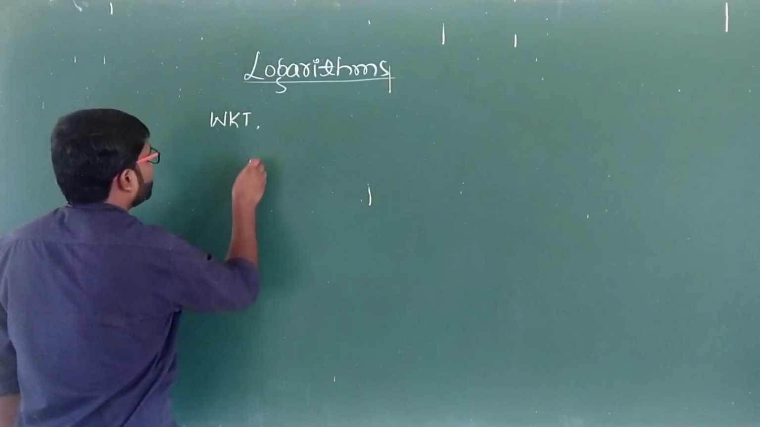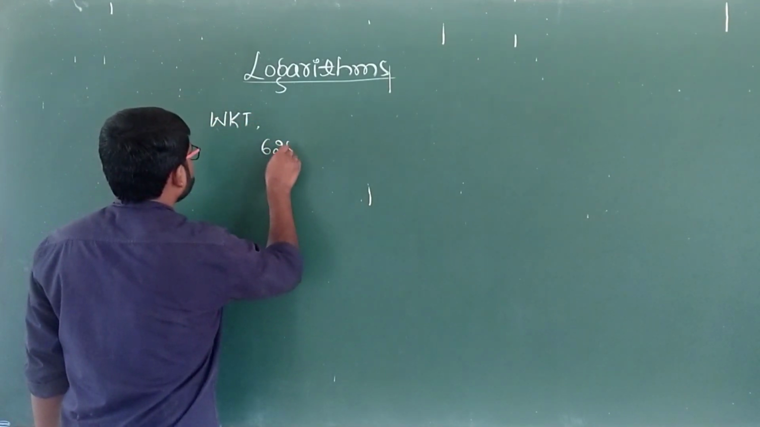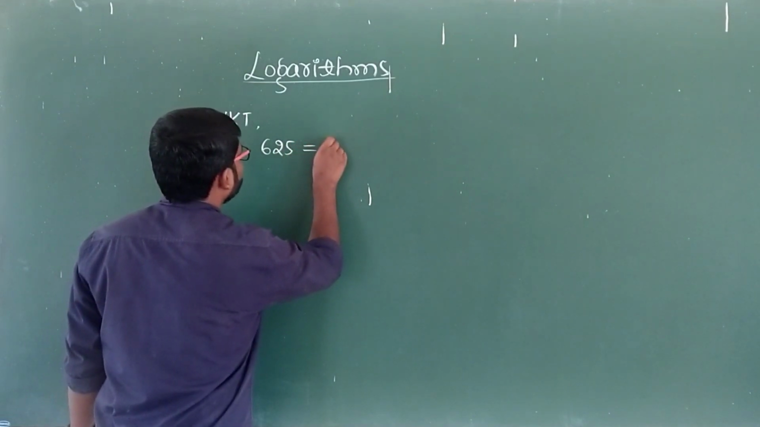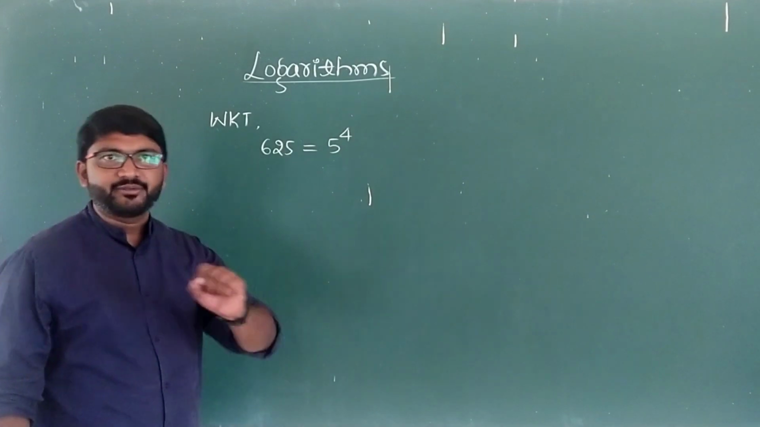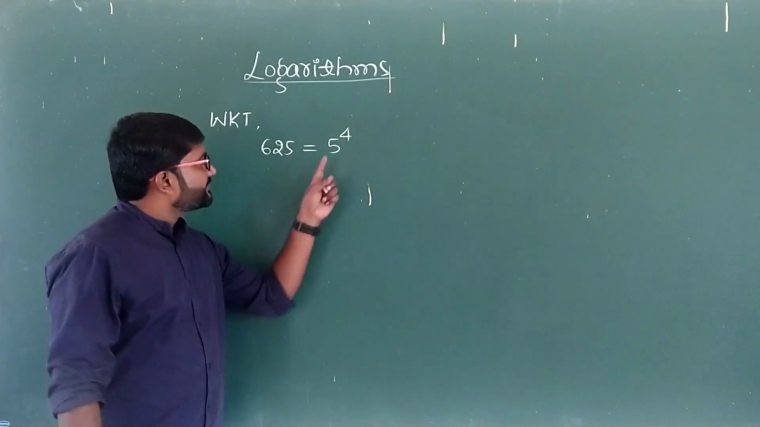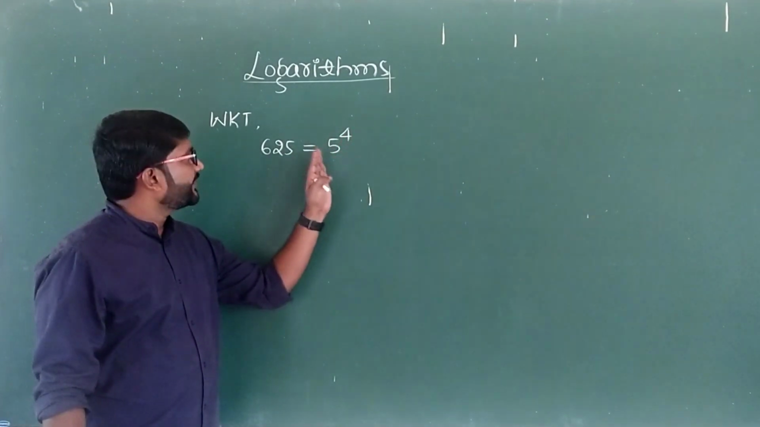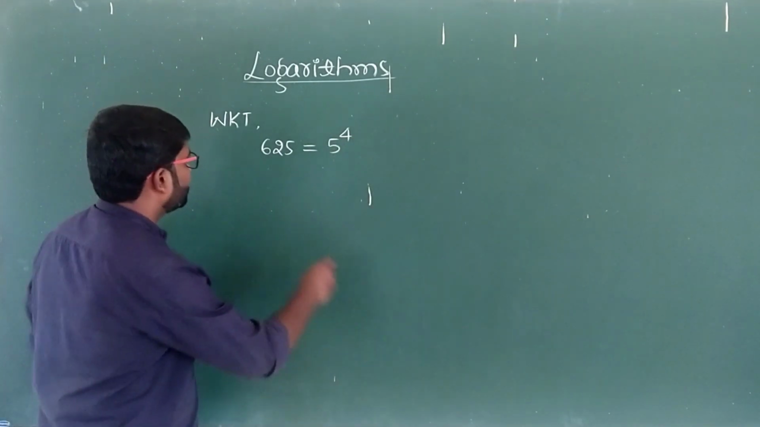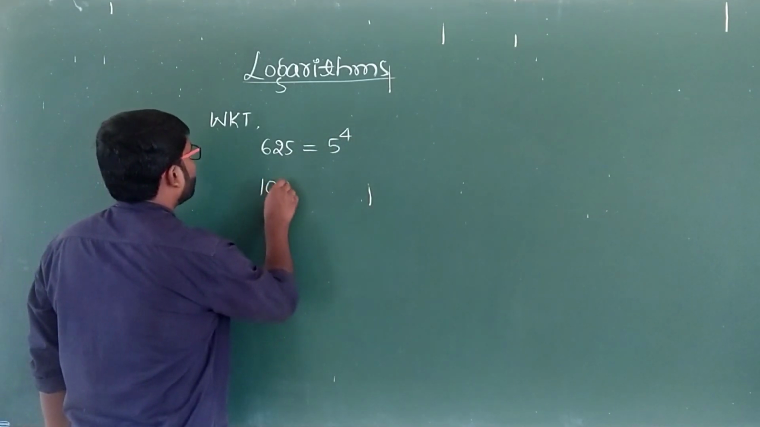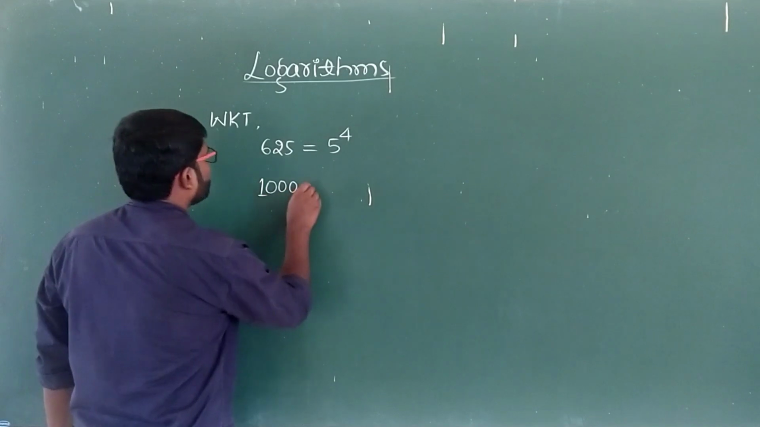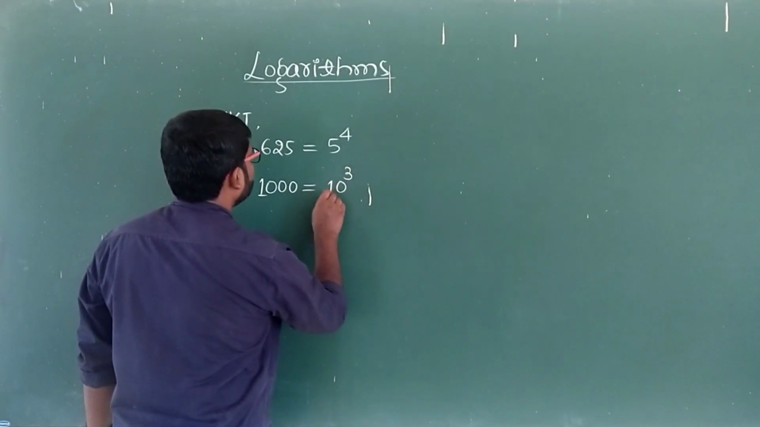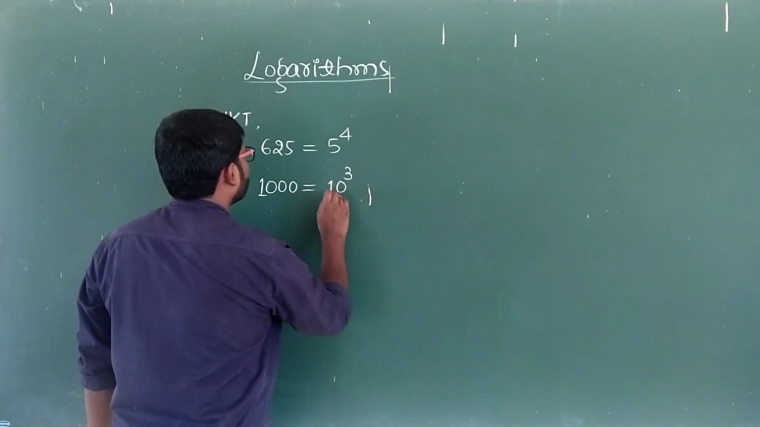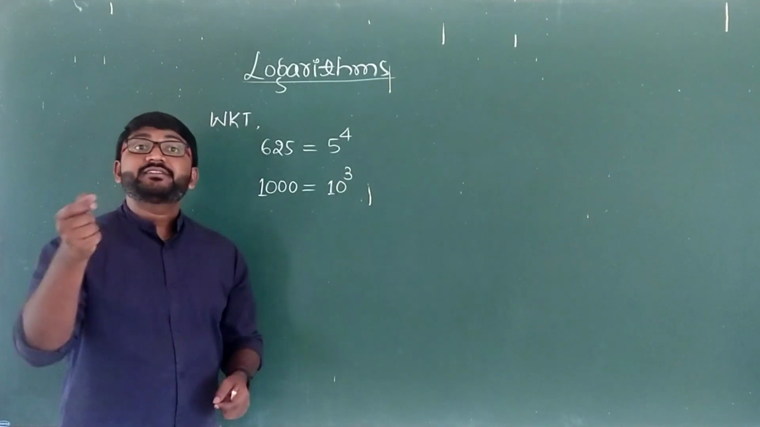We know that 625 can be written as 5 to the power 4. 625 is a positive real number and it can be written as 5 to the power 4. That means 5 multiplied 4 times. Then we take another positive number, 1000. This can be written as 10 to the power 3. We all have studied this form. This is nothing but the exponential form.